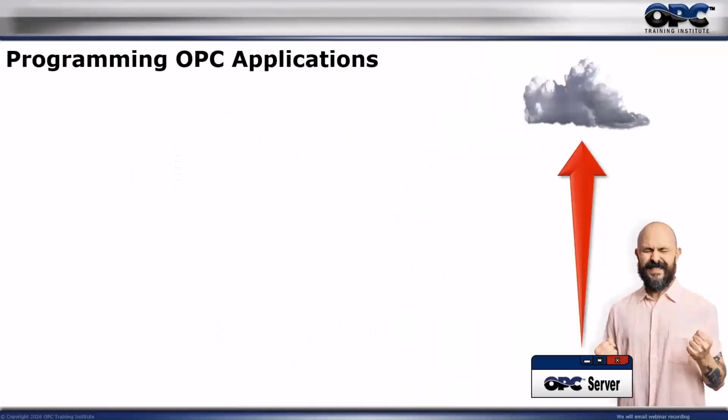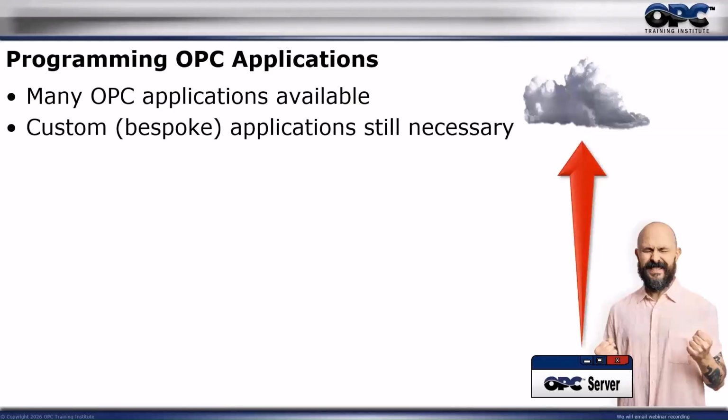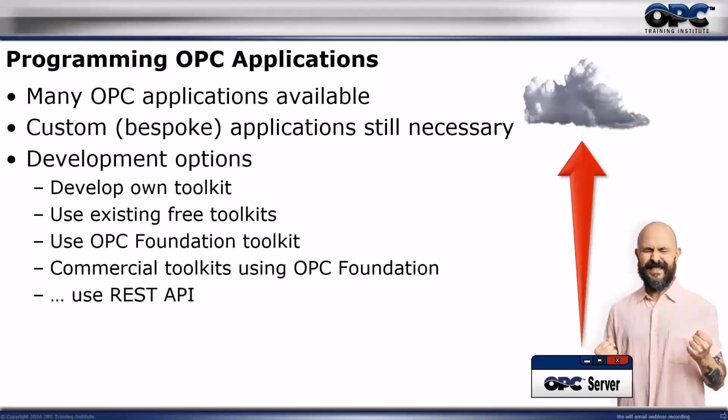So when you're programming OPC applications, of course, there are lots and lots of OPC applications already available. But no matter how many are available, you still need custom or bespoke applications. That's why the programmers need to be there, and we need them to write these applications. So when you're developing, what are your options? Well, you can develop your own toolkit. Of course, you can do it yourself.